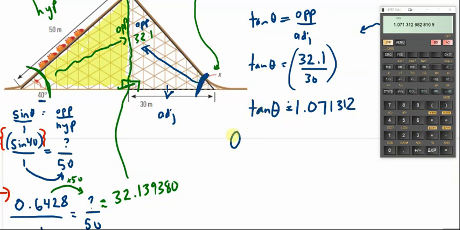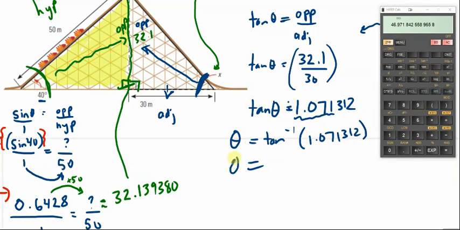If we want to find the angle, we need to untangent it. You can use the chart and find the closest angle to that, or you can use the calculator and say untangent or inverse tangent of 1.071312. On my calculator, I just go second function, tangent. Untangent that thing, and tell me what the angle is. 46.97. So that really rounds up to about 47 degrees. So x, which is the angle theta, is about 47 degrees.